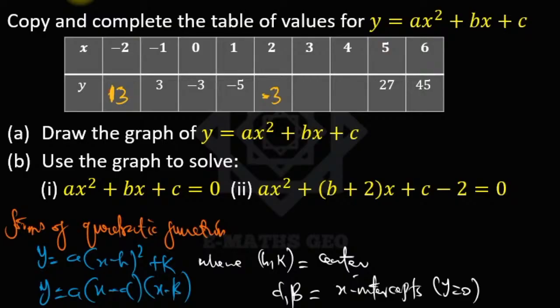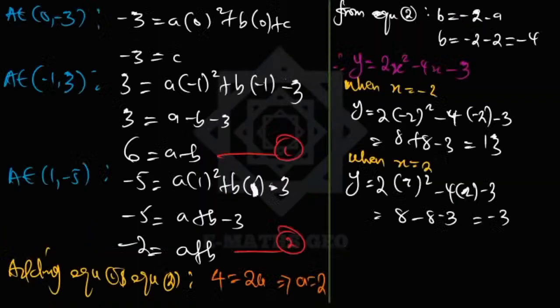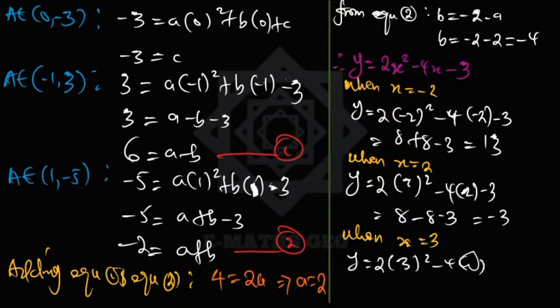So the next point, when x is 3, let's get y. When x is 3, y is equal to, substituting, 2 times 3 all squared minus 4 times 3 times 3 minus 3.